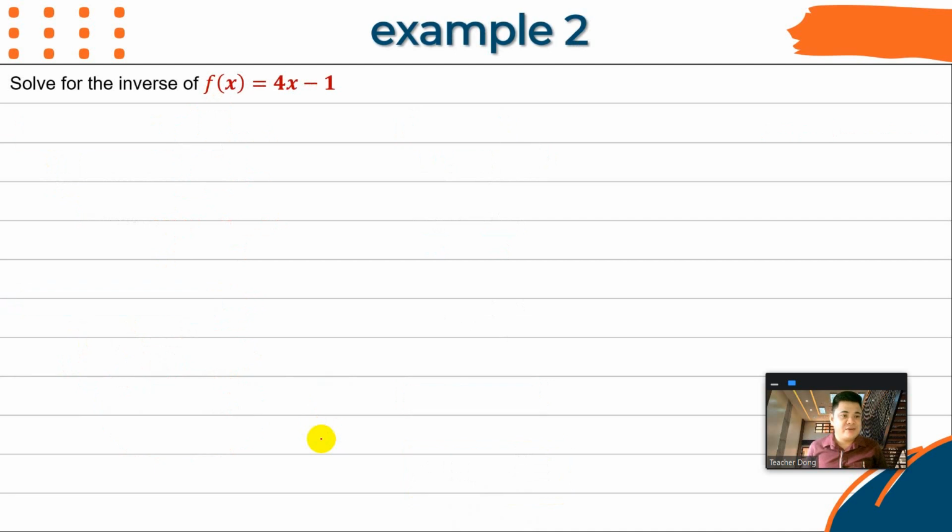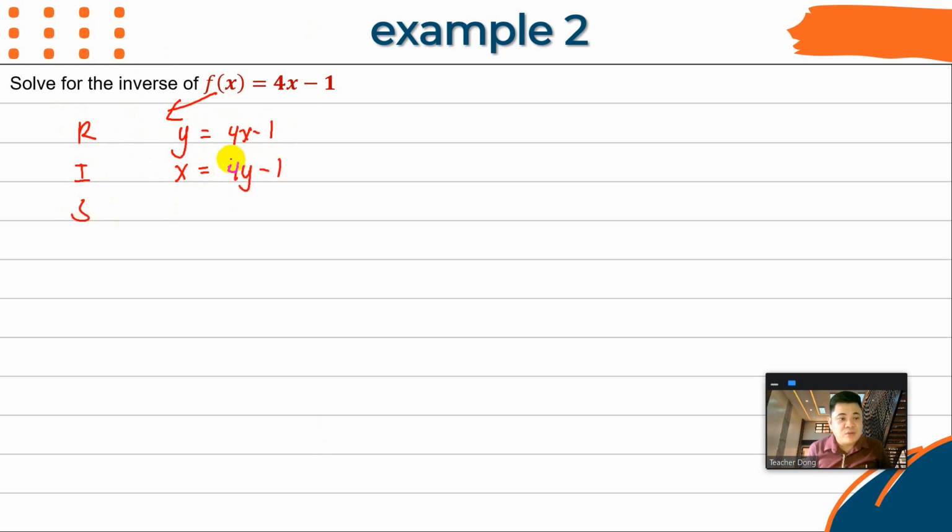Solve for the inverse of f of x equals 4x minus 1. First, we have to replace. So f of x will become y equals 4x minus 1. And then we have to interchange the positions of x and y. So we'll have now x equals 4y minus 1.